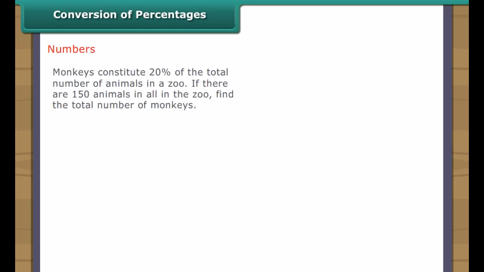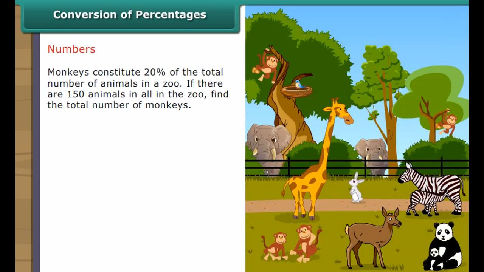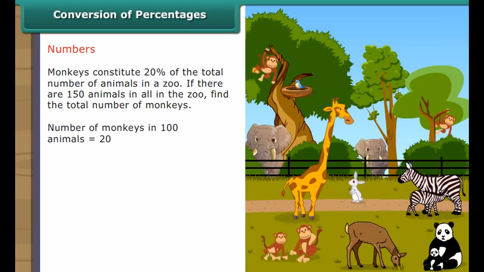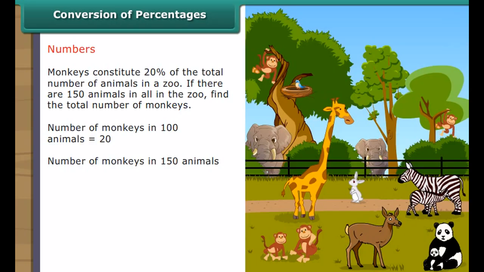Numbers. Monkeys constitute 20% of the total number of animals in a zoo. If there are 150 animals in all in the zoo, find the total number of monkeys. Number of monkeys in 100 animals is equal to 20. Number of monkeys in 150 animals is equal to 20 upon 100 into 150, which equals 30. There are 30 monkeys in the zoo.